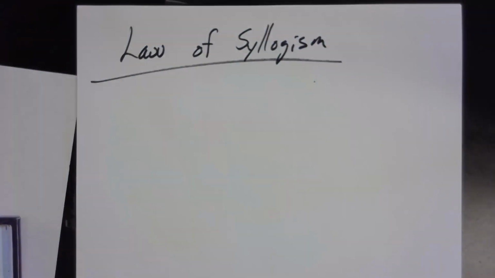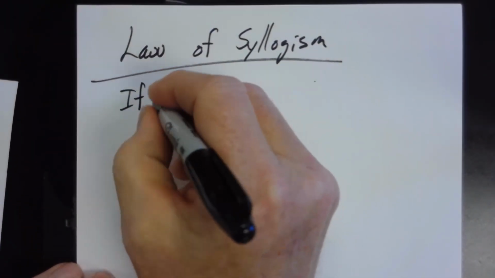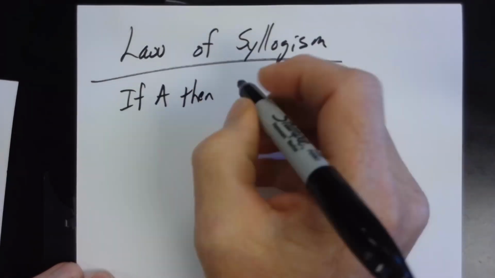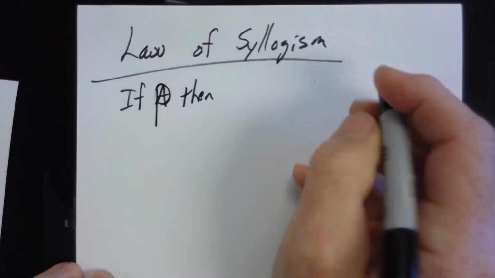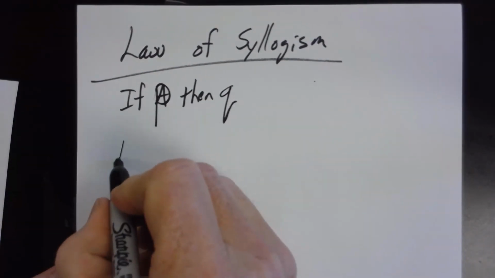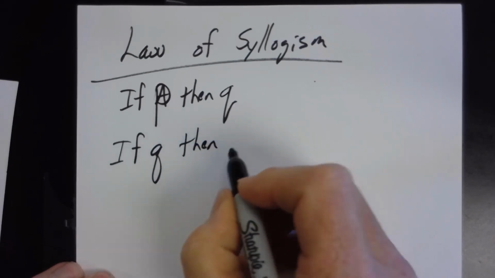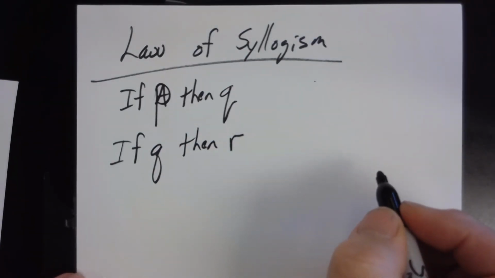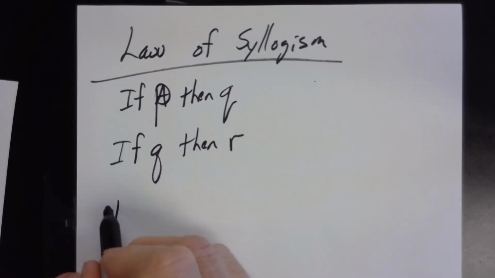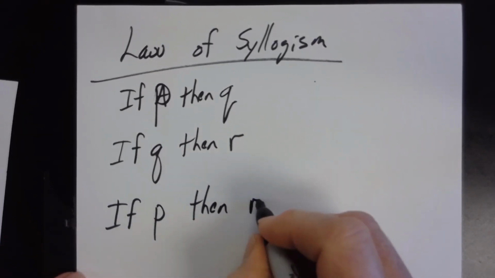Law of syllogism. Okay? It works like this. If P, then Q. If Q, then R. If P, then R.